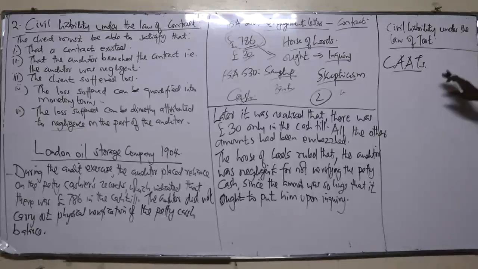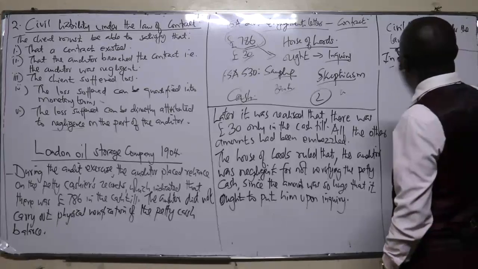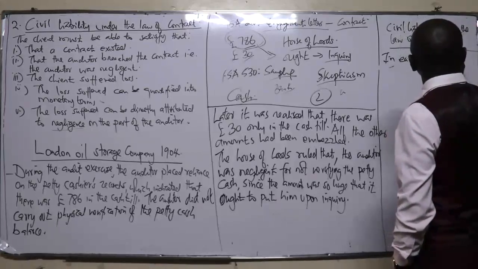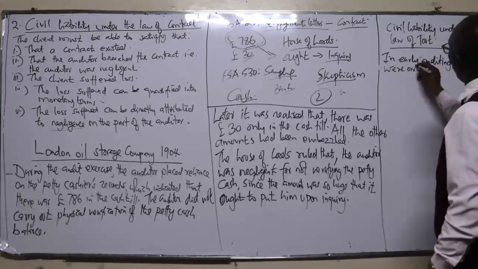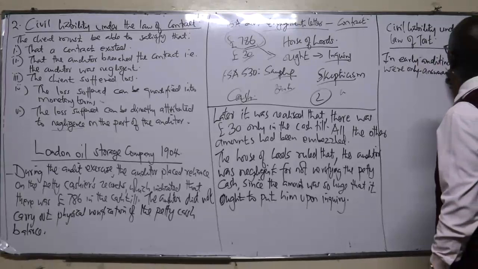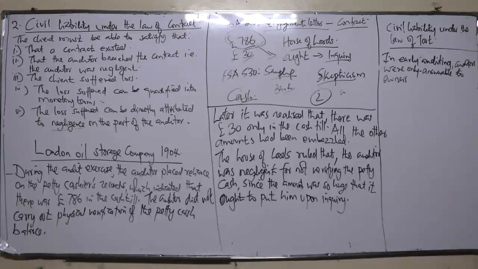The one we've been given there, we are saying that auditors were answerable to owners, but in contemporary audit, they have extended liability. That's what you're discussing here. Actually, we'll start by saying in our auditing, auditors were only answerable to owners. Full stop.